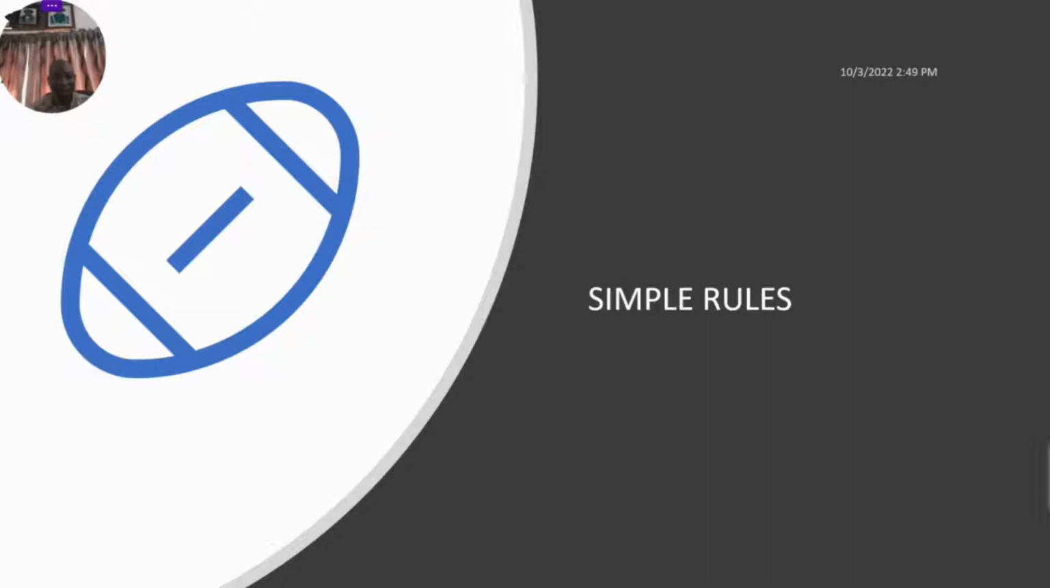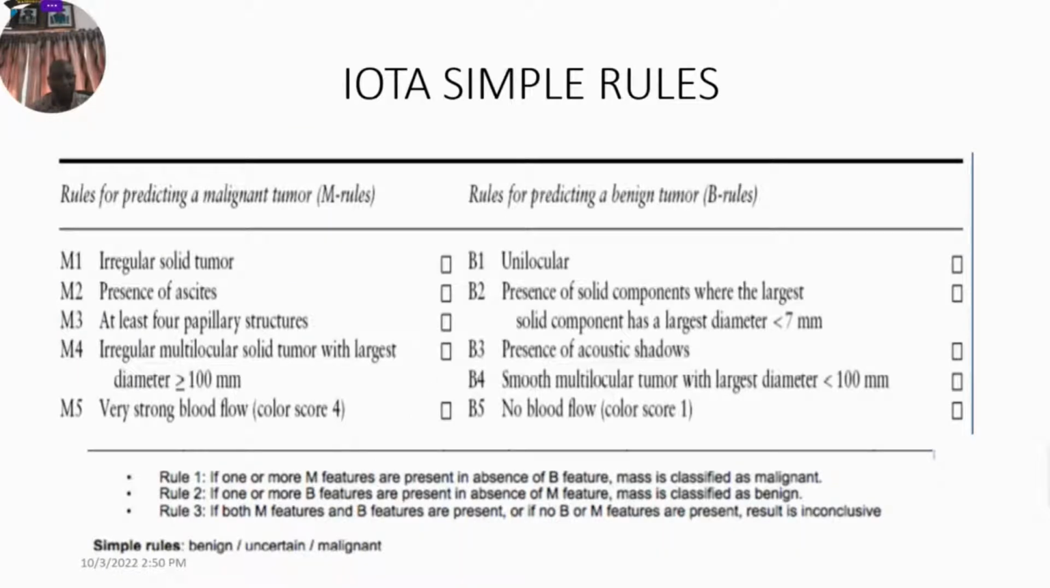Now let's look at the simple rules. The simple rules have 2 components: the malignant component and the benign component. There are 5 M rules under the malignant tumor and 5 B rules under the benign tumor.